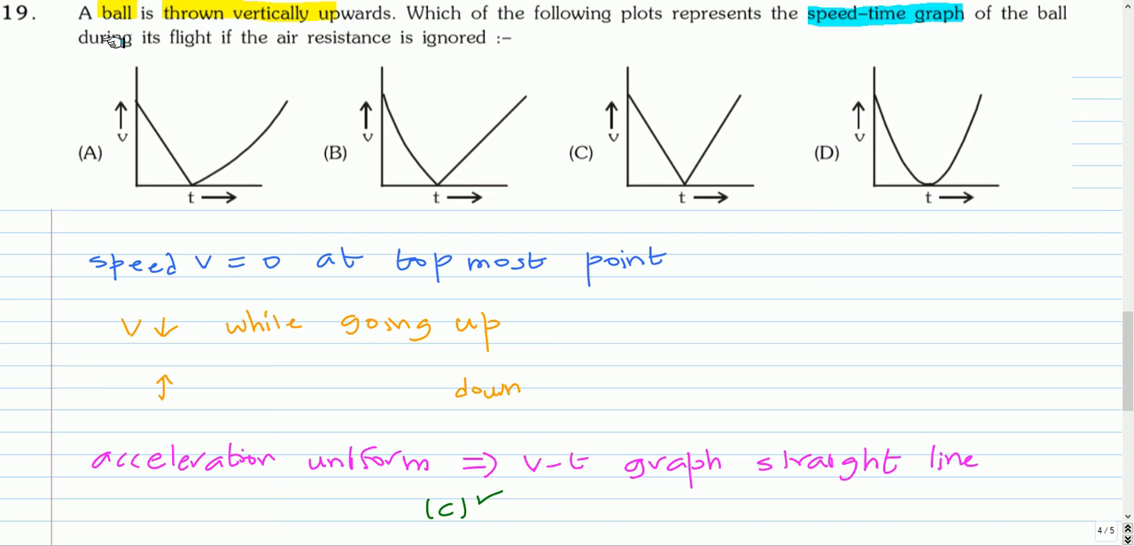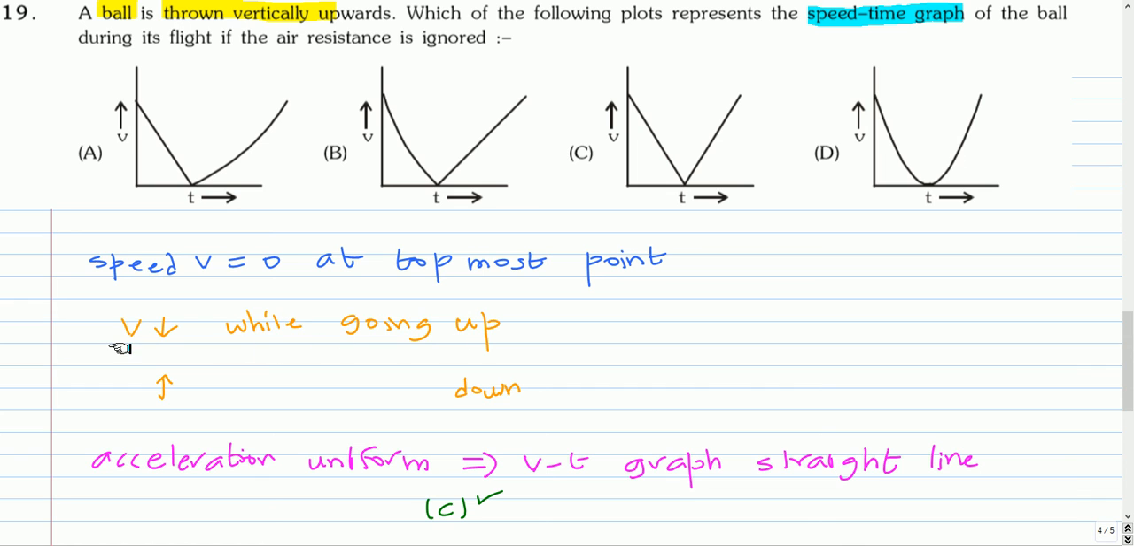This is the next question. A ball is thrown vertically upwards. Which of the following plots represents the speed time graph of the ball during the flight if air resistance is ignored? So your body is thrown up. At the highest point, the velocity will be 0 because the Earth's gravity is decelerating this object.